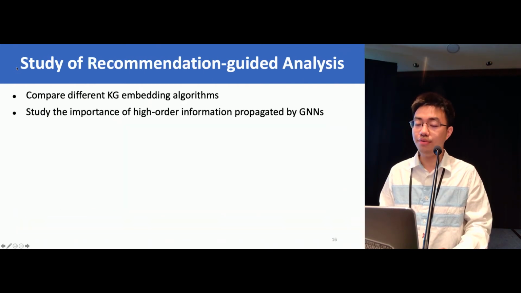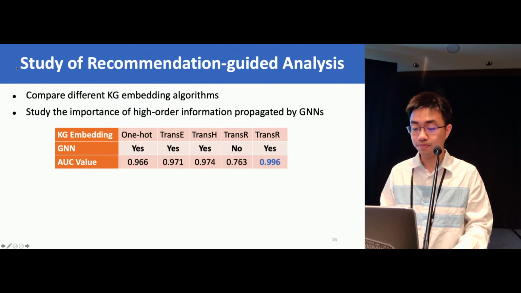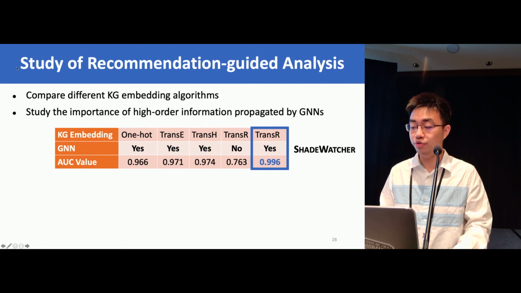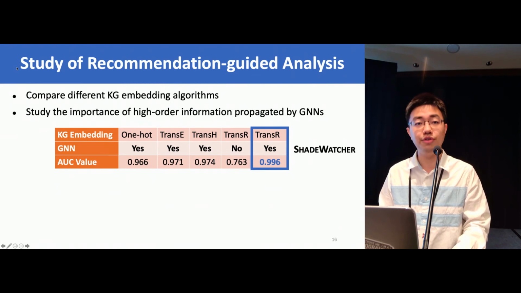To answer how different order connectivity facilitates cyber threat analysis, we compare different knowledge graph embedding algorithms and study the importance of high-order information propagated by our graph neural networks. The results are summarized in this table. The combination of TransR plus graph neural network represents our ShadeWatcher. Compared with one-hot encoding, TransE and TransH, TransR's advantage is to distinguish the semantics of system entities conditioned on different relations.